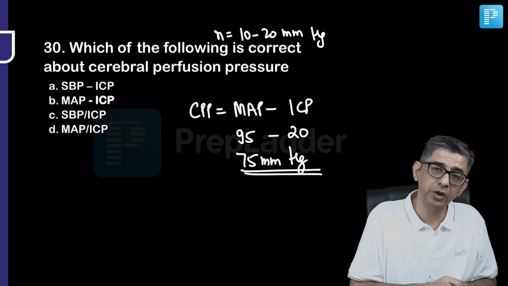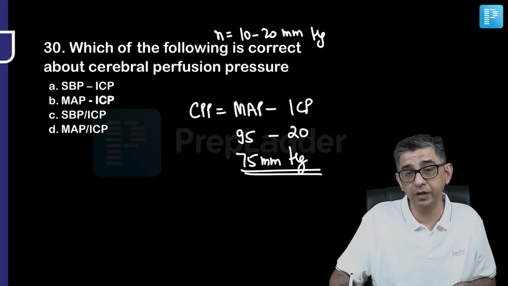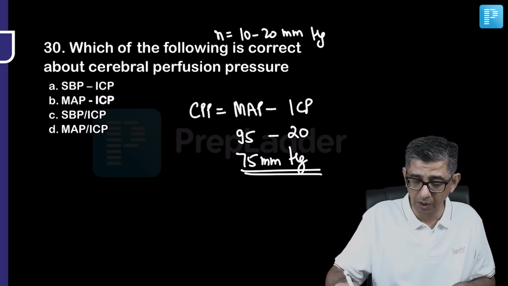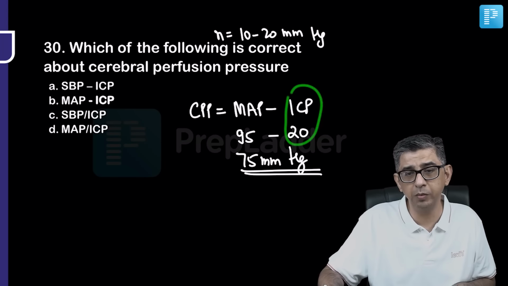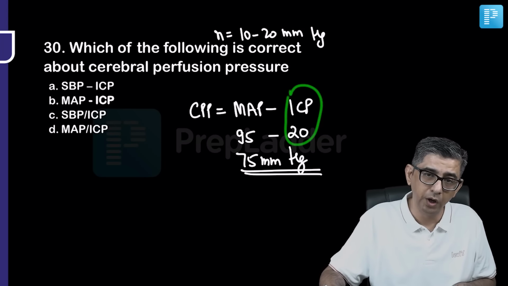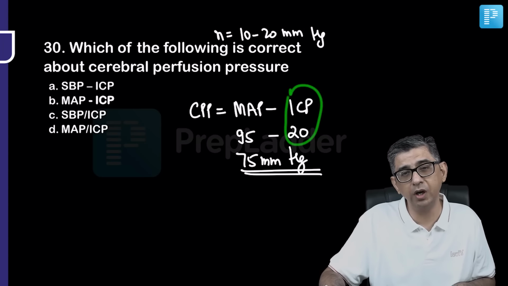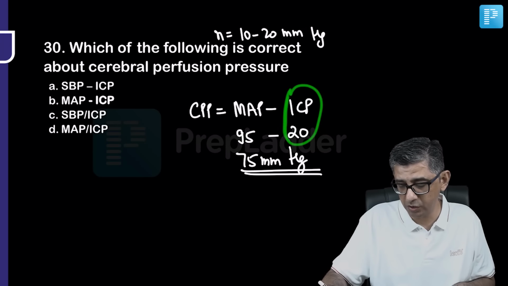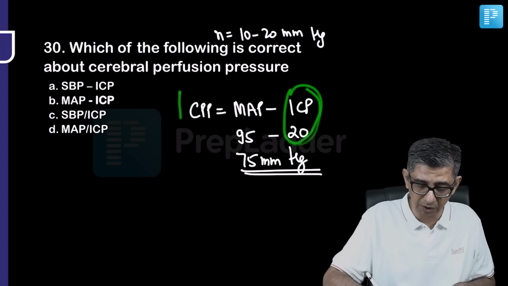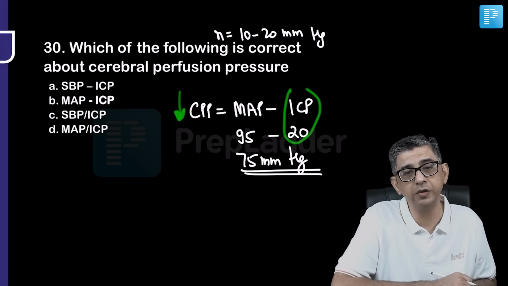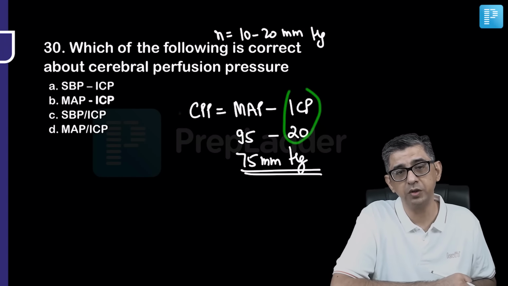That's the pressure with which the perfusion of the brain is occurring. The importance of knowing this is that if intracranial pressure increases because of head injury, then what will happen to cerebral perfusion pressure? It will reduce. If I increase this from 20 to 30 to 40, and subtract 40 from 95, it will obviously be lesser, no? So why is raised ICP dangerous? Because it causes a reduction in the value of the cerebral perfusion pressure of the patient.